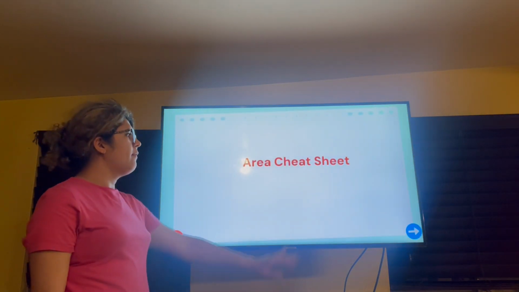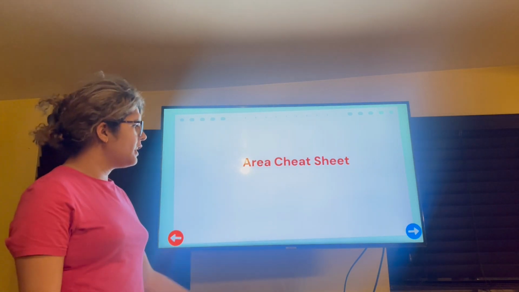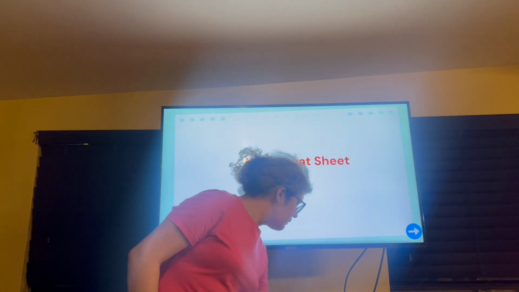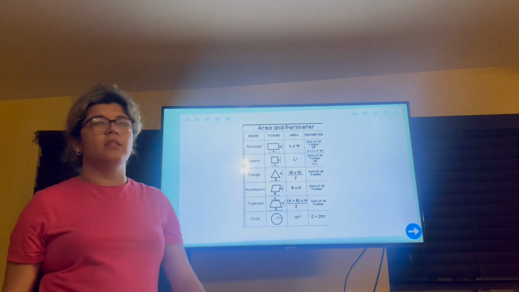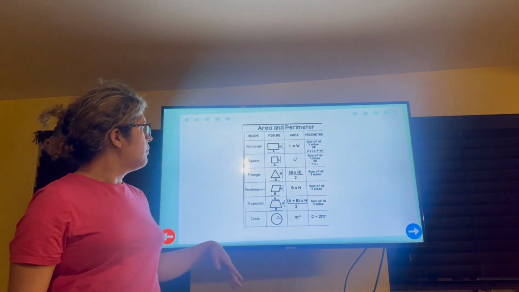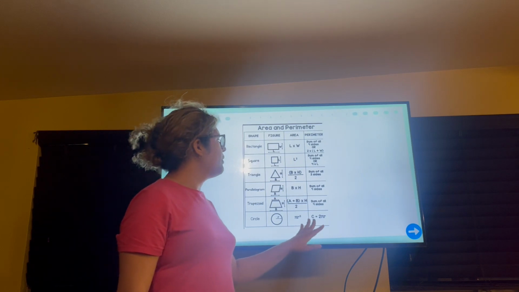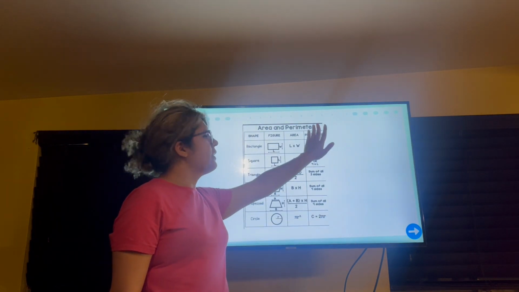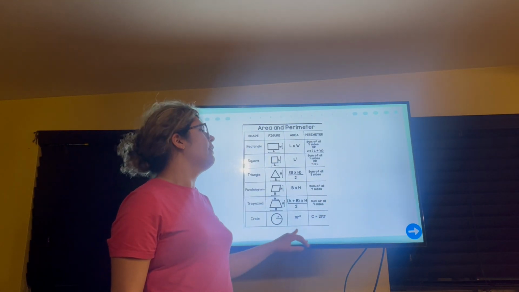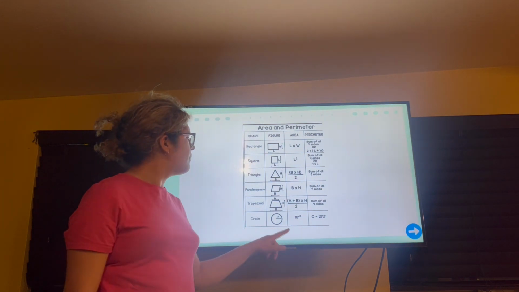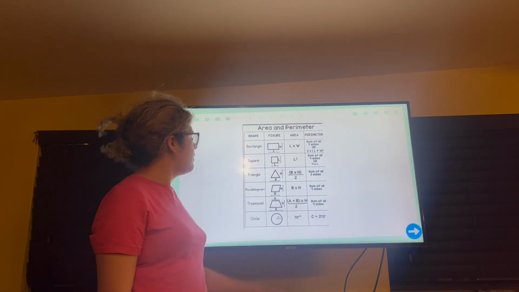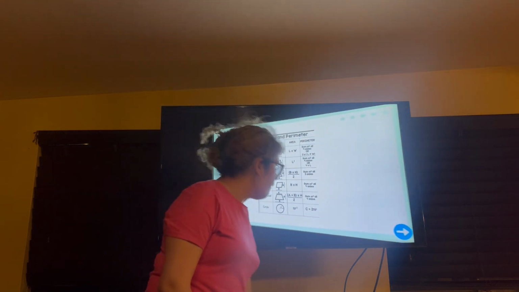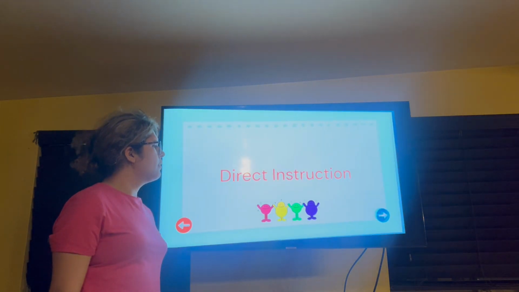Alright, so I would like to pass out an area cheat sheet. You guys should have all received an area cheat sheet that looks just like this. Okay, I know it says perimeter as well, but we are not paying attention to that for this lesson. We are paying attention to solely area. So only this row, okay? Everybody just review it, okay?